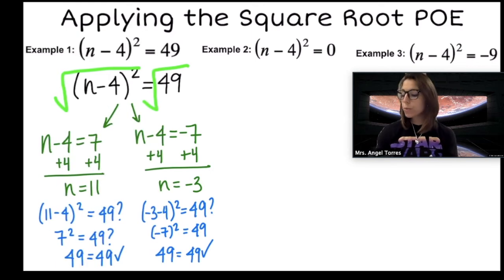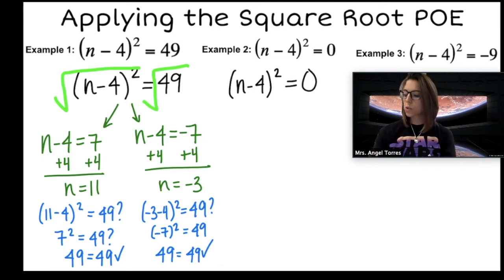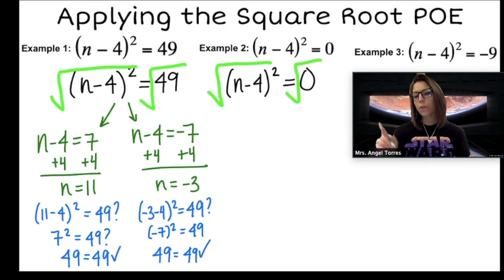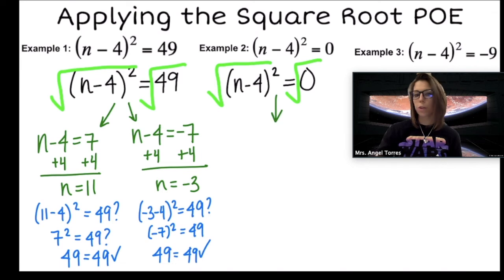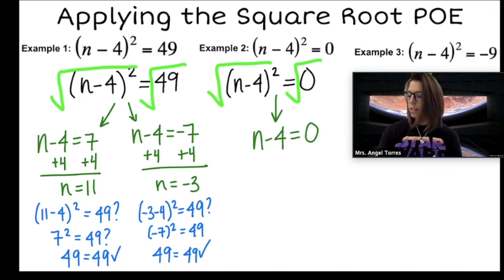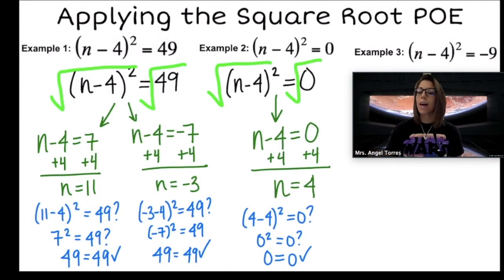In example 2, we have the function quantity n minus 4 squared equals 0. Because the left side is a square, to undo a square, we apply the square root property of equality. What's different about the square root of 0? The square root of 0 only has one solution, meaning we're only going to set up one equation. N minus 4 equals 0. Let's solve by adding 4, just as we did in example 1. In this case, we have n equals 4. After a quick check, we can confirm that 4 is indeed the one and only solution to example 2.